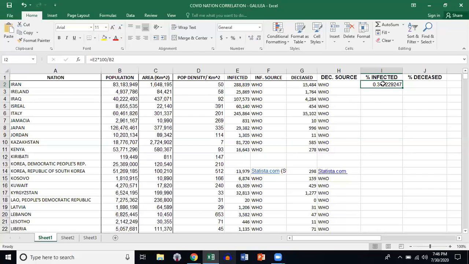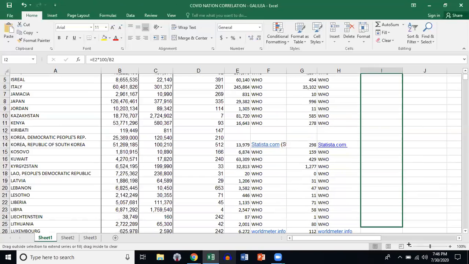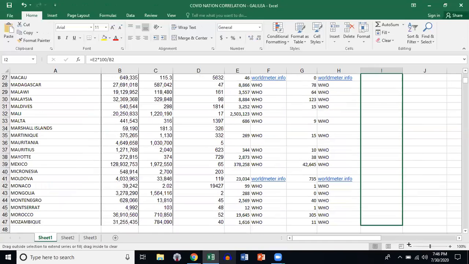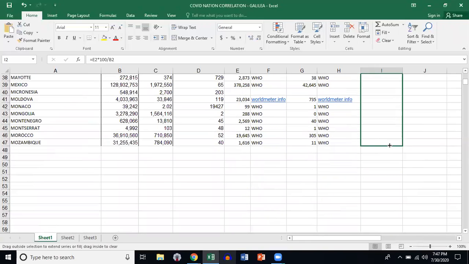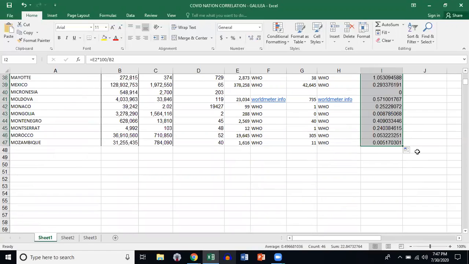Once you have the first cell done, then you pick up the cross at the lower right corner of the cell, just like we did last time, and you click into that cross and you scroll down. And that will repeat the operation all the way down to the last country that you have. And then release, and there it populates. Now, a couple of things.